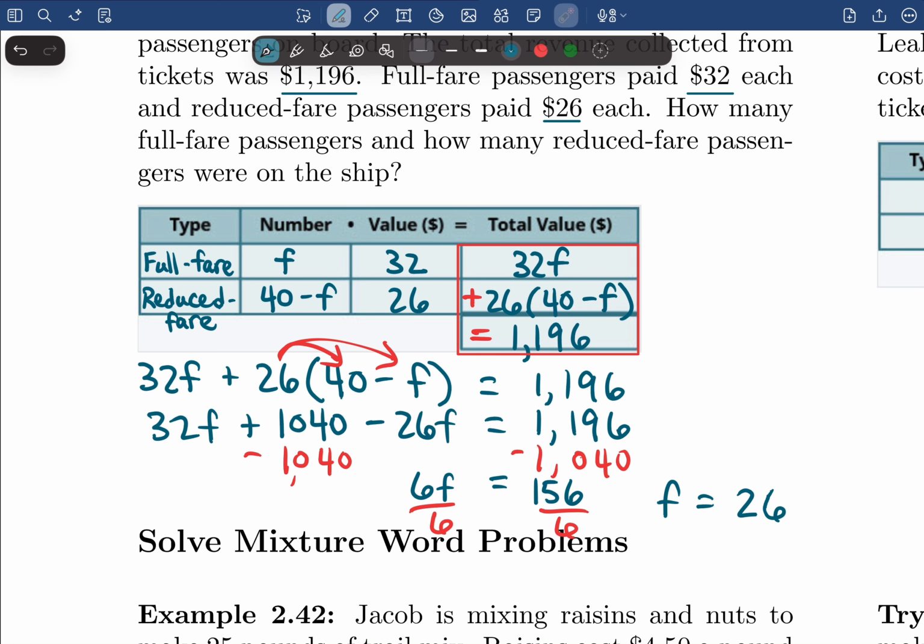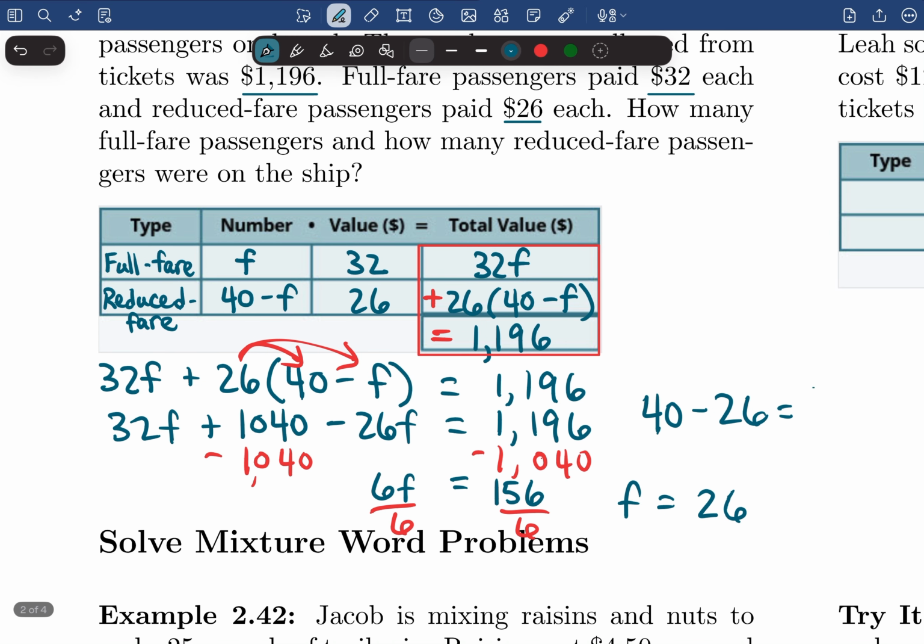Well, let's recall, what did F represent? Well, that's the number of full fare tickets, right, that were sold. Now, how do I find the number of reduced fare tickets? Well, I take 40 minus F because there were 40 passengers total. So if I take the 40 total passengers and subtract off the full fare passengers, that'll tell me the reduced fare passengers. So I'll do it right here, 40 minus 26, and that gives me 14. Great. So we have our answers.